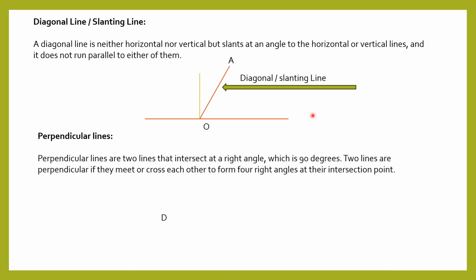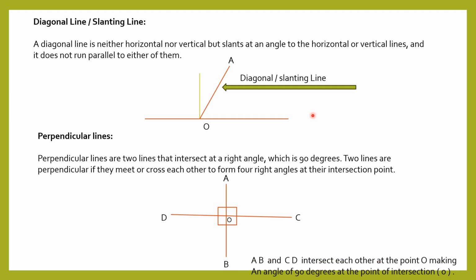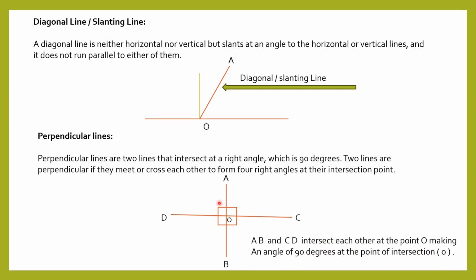Next, let us understand what are perpendicular lines. Perpendicular lines are two lines that intersect each other at right angle, which is 90 degrees. Two lines are perpendicular if they meet or cross each other to form four right angles at their point of intersection.